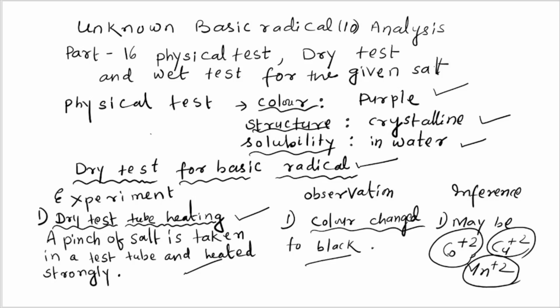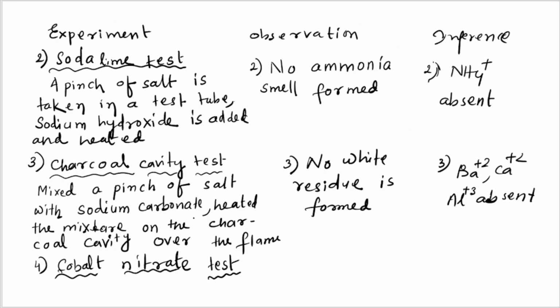Now second is the soda lime test. In the soda lime test, a pinch of this salt is taken in a test tube, sodium hydroxide is added, and it is heated strongly. Then what happened? There is no ammonia smell. The soda lime test is very important for NH4+ salt. Since there is no ammonia, NH4+ is absent.